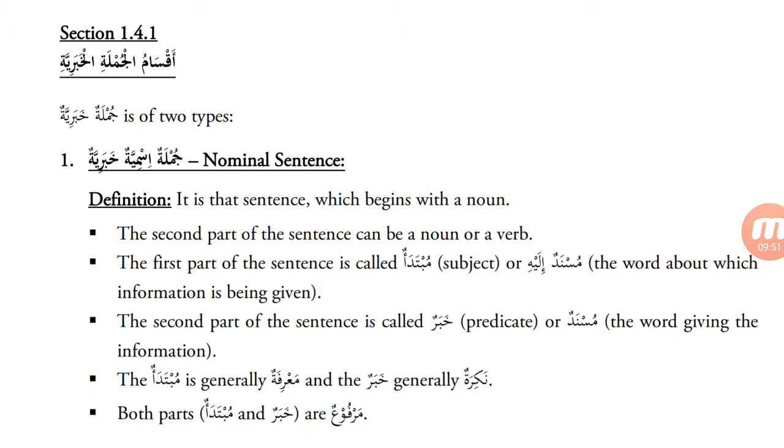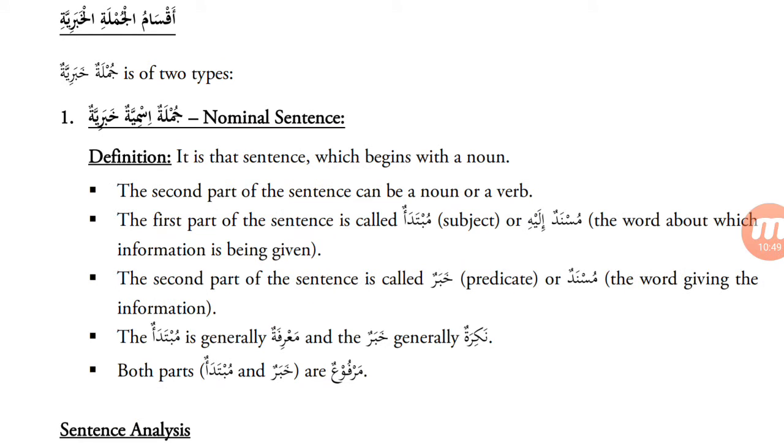About whom is news being given? Zayd. And what is the news? Qa'imun, that he is standing. So Zayd is the mubtada, about whom news is being given, and the news itself is the khabar. Qa'imun is the khabar. So al-jumlatul ismiyah has two parts, mubtada and khabar, called predicate or musnad, the word giving the information.